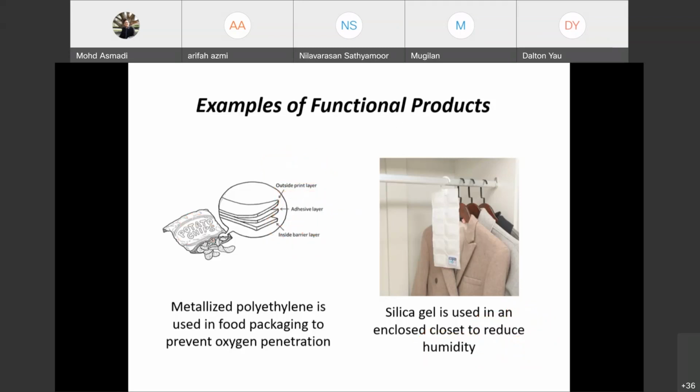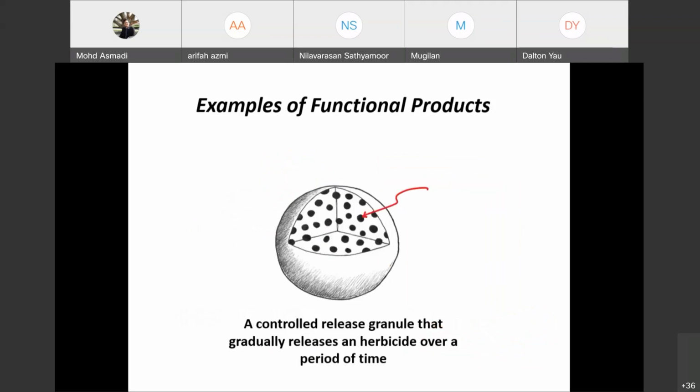Okay, and then the next one is functional products. This is granules to control herbicide. Okay, control this herbicide granules. Okay, this is along with time, or a prolonged period of time. Okay, so this one is another example. Okay, what else? Like PET bottles, right? Okay, so high barrier PET bottles. Okay, so that one is also another type of the functional products.